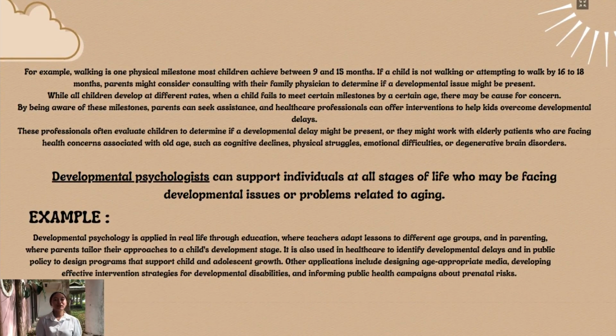So, examples of developmental psychology. Developmental psychology is applied in real life through education, where teachers adapt lessons to different age groups, and in parenting, where parents tailor their approaches to a child's developmental stage. It is also used in healthcare to identify developmental delays, and in public policy to design programs that support child and adolescent growth. So that's all.